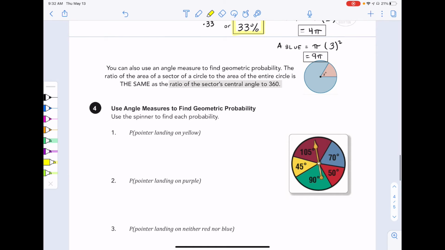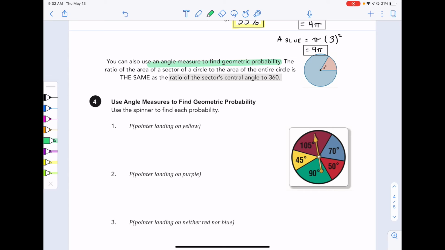Moving on to our last example set. This says that you can also use angle measure to find geometric probability. The ratio of the area of a sector of a circle to the area of the entire circle is the same as the ratio of the sector's central angle to 360. So what that means is, well, let's just jump down to number 1 so you can see what I'm talking about, and then we'll come back up and read that definition.